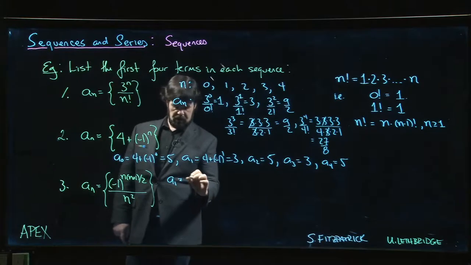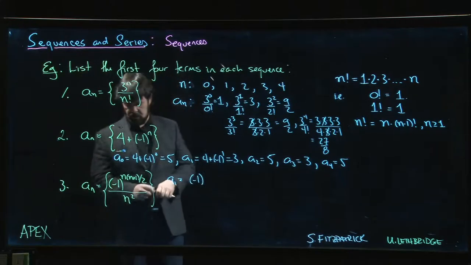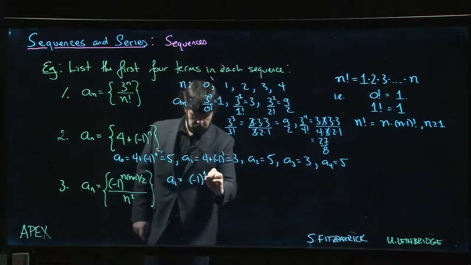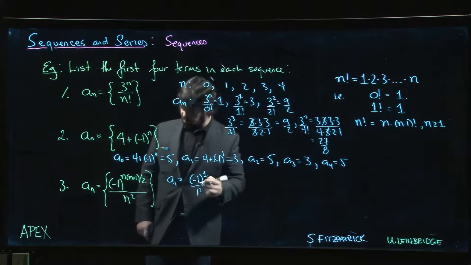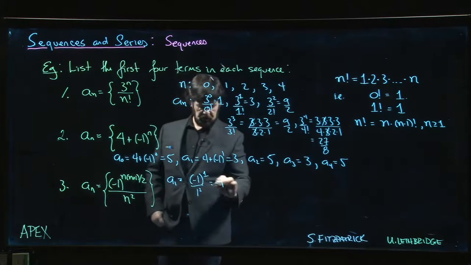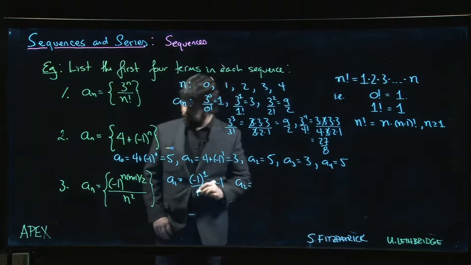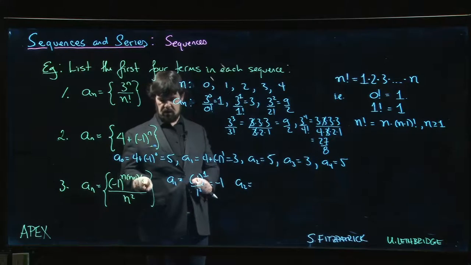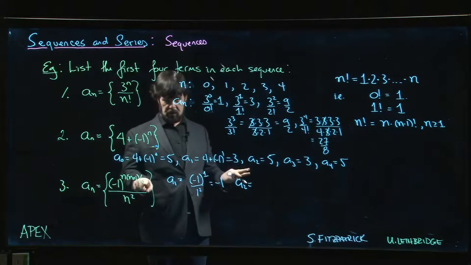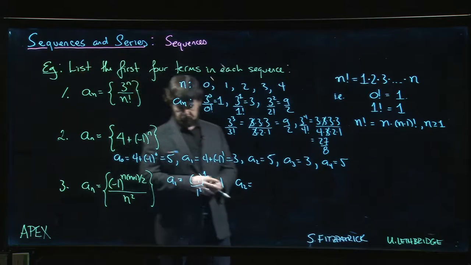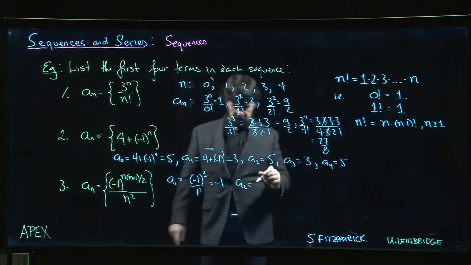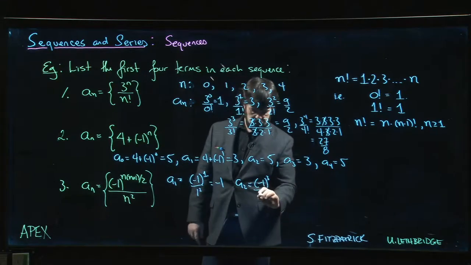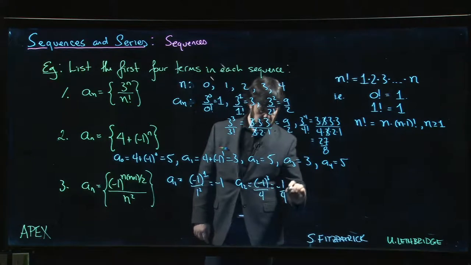So a1 is going to be minus 1 to the, let's see, it'll be 1 times 2 divided by 2, minus 1 to the 1 over 1 squared. So we just get minus 1. A2, we're going to get, let's see, 2 times 3 divided by 2. We get 3, right? And so that's minus 1 to the 3. On the bottom, we have 2 squared. 4, so minus 1 over 4.